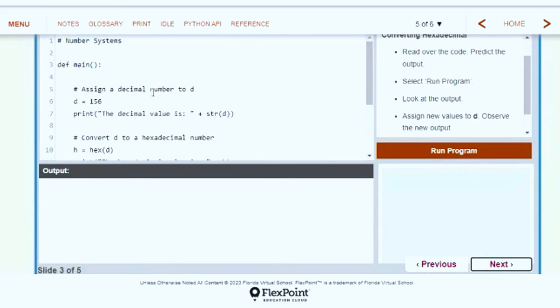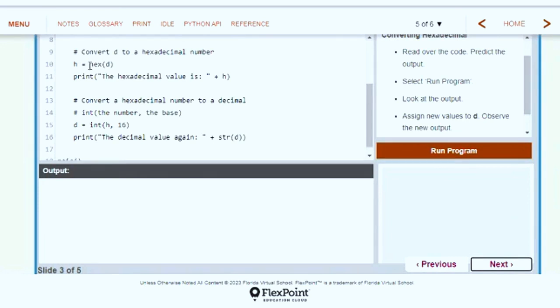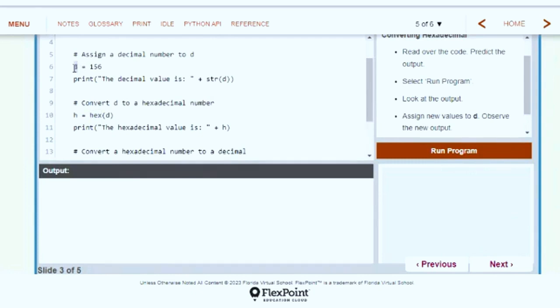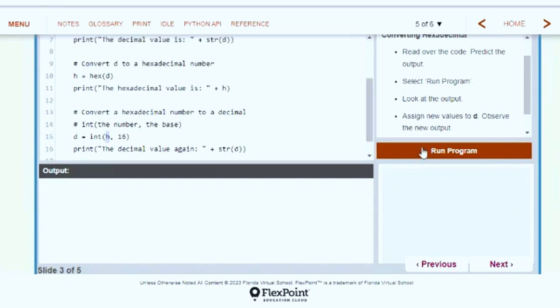Okay, assign a decimal number to D. This time we're taking 156, and we're going to convert that to a hexadecimal number. So H equals hex. There's the command to convert it to a hex. Hex, whatever the value of D is, which we know is 156, convert it to a hexadecimal number, and then print what it is in hexadecimal. And then we can convert it back to a decimal, using that integer again, take H, which is the hexadecimal number. We tell it that's a base 16 number, and it'll say, okay, so it's base 16, I can convert it back to a decimal now that I know. And then, of course, in main down there. So let's run the program.